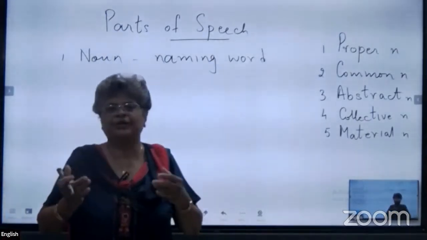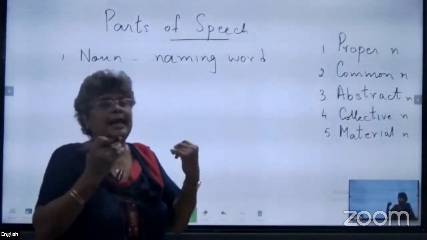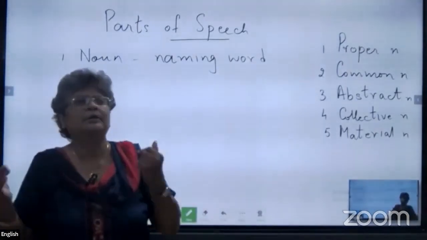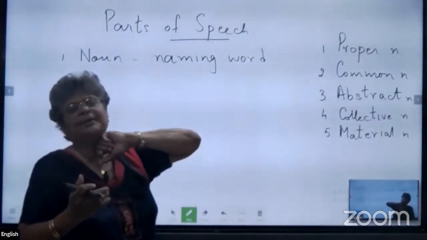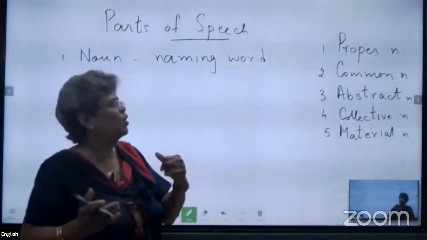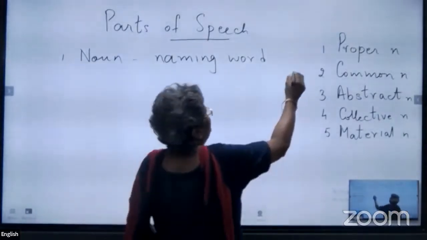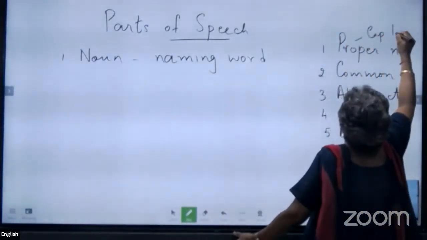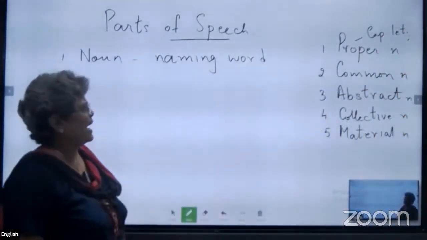Names of the months, January, February, March. Names of the week, Sunday, Monday, Tuesday. Names of books, Bhagavad Gita, Quran, Bible. All these come under the category proper noun because you specify the particular person, place, animal, or thing. And the important thing among proper noun is it's always written in capital letters. Names are always written in capital letters.